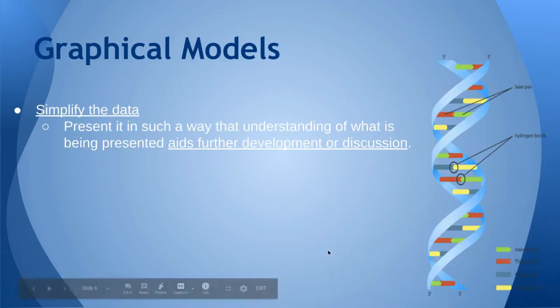Graphical models simplify the data and present it in such a way that understanding what is being represented is easier, so it aids further development or discussion. You're all familiar with the double helix of DNA. Is this what DNA really looks like? Not really. This is a model. It's a model that we use to show how your different nucleotides come together to form base pairs and to make DNA. Does this help us understand and help us build our knowledge? Yes. Is this exactly what it looks like? No.